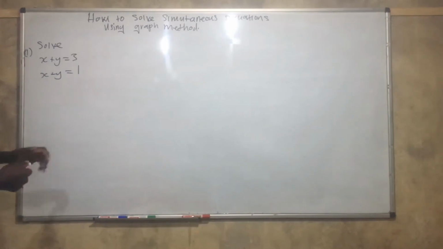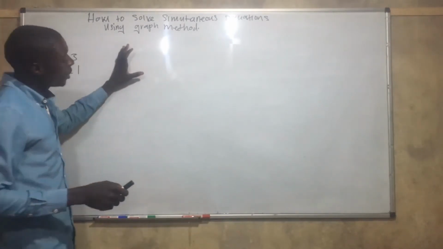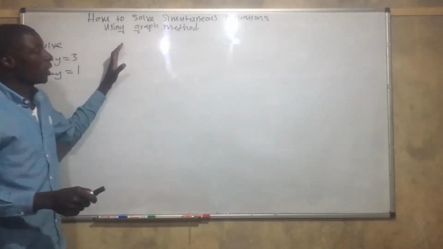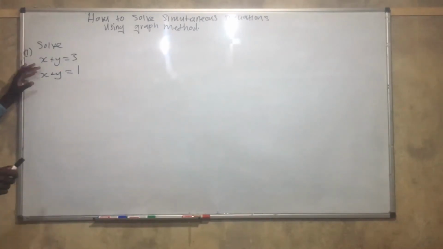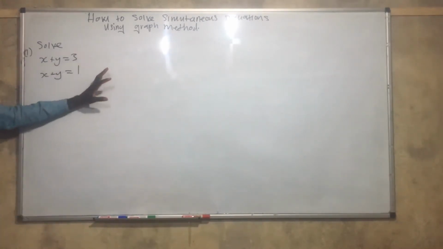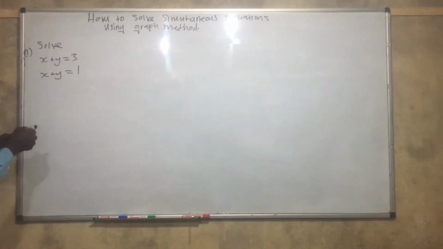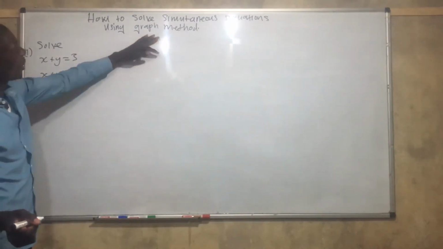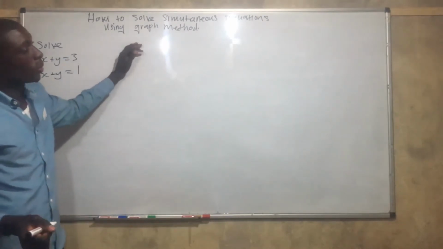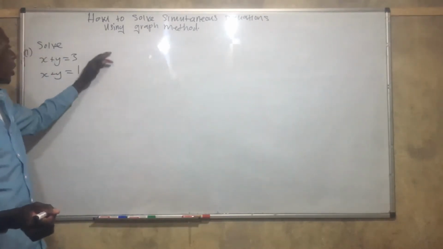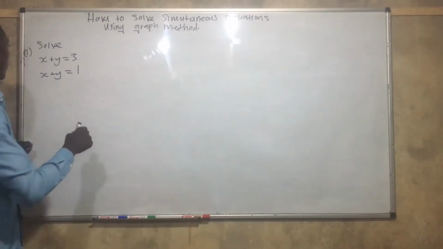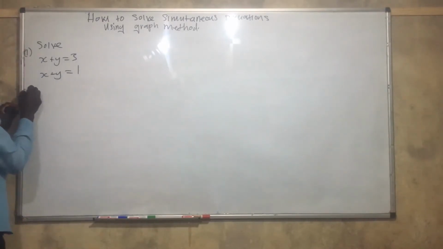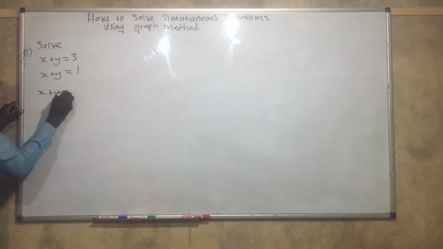When we are solving a simultaneous equation using the graph method, what we do is we pick the first equation and make the table of values. When we talk about the graph method, we are talking about using the Cartesian plane, or the x-y plane. So we'll get the first equation, x plus y is equal to 3.